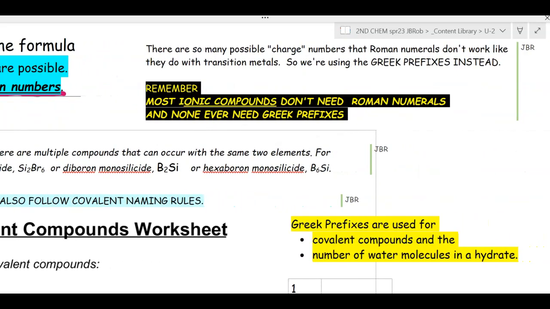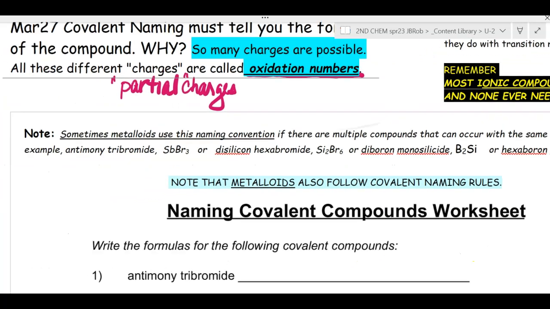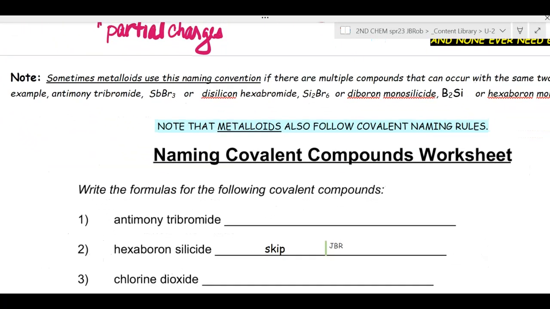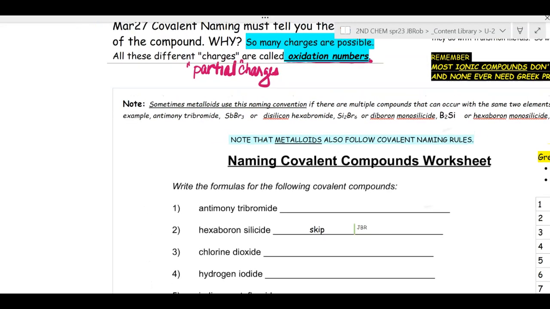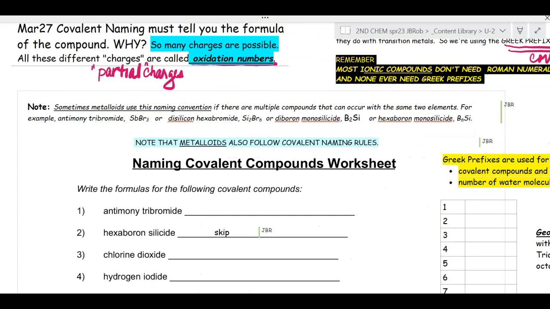Roman numerals don't work like they would with transition metals. So the way we handle covalent is to use Greek prefixes. All right, so let's go over and look. Sometimes even metalloids use this naming convention if there are multiple compounds that can occur with the same two elements. For example, antimony tribromide.